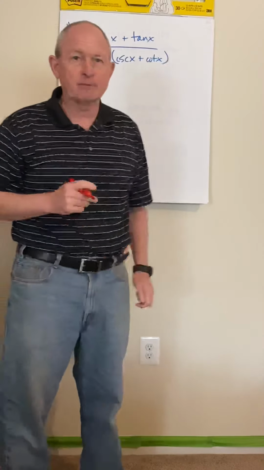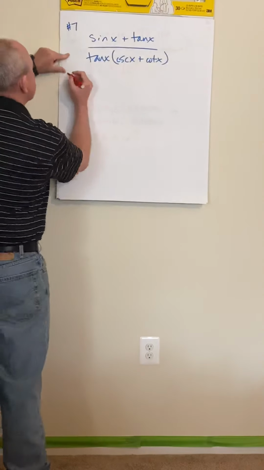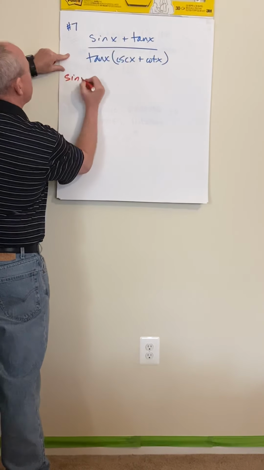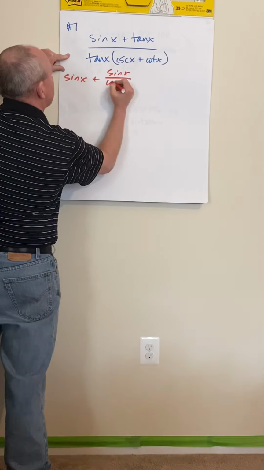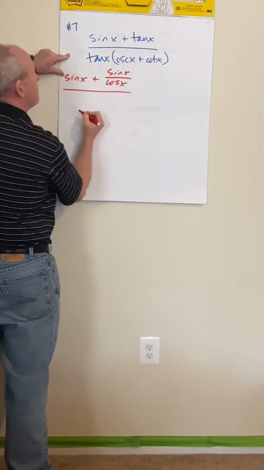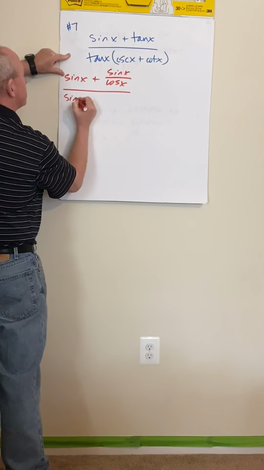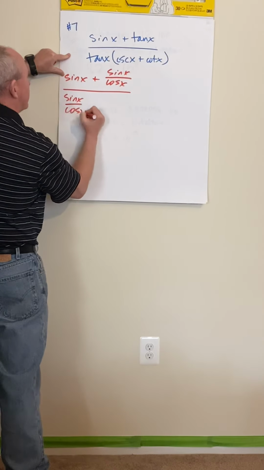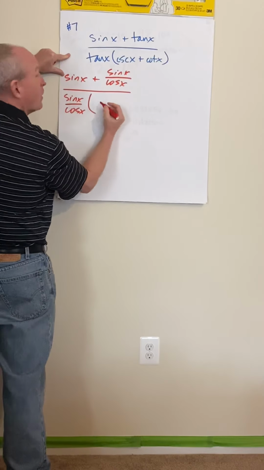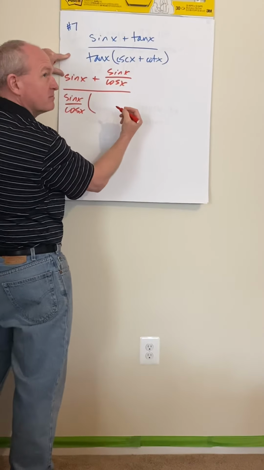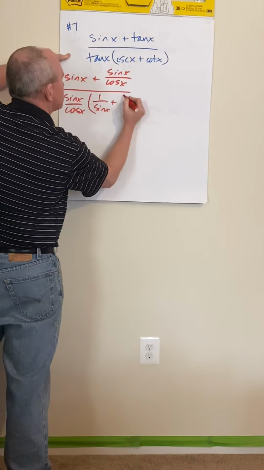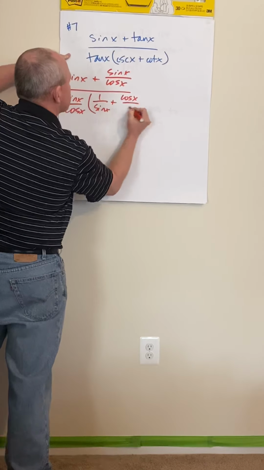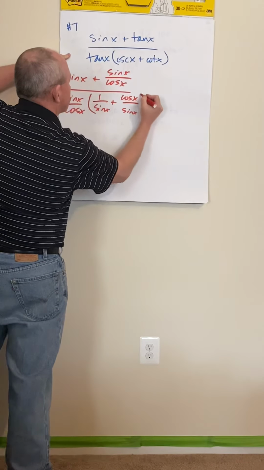I might have to write kind of small to get it on one poster. Hope you can still see it. All right, let's see. So this is going to be sine of x plus sine of x over cosine of x, divided by sine of x over cosine of x times, let's see, cosecant is 1 over sine, I think, 1 over sine of x, plus cosine of x over sine of x.